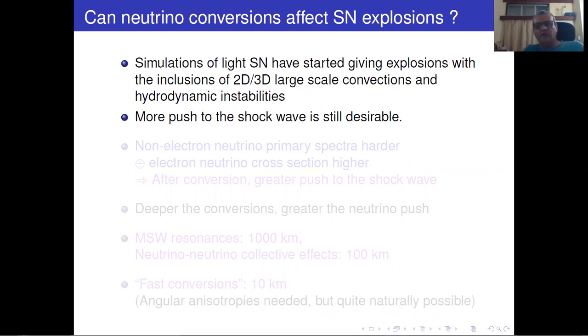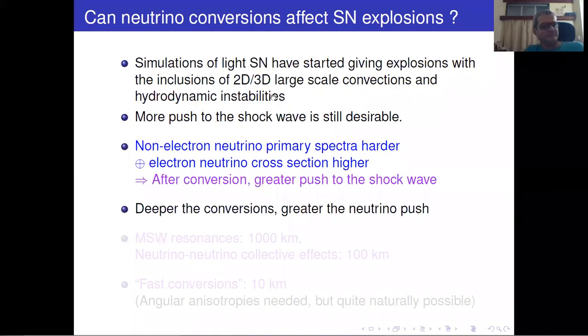Now, neutrinos will offer you one way to possibly help that, which is the following. Non-electron neutrinos, which are nu mu and nu tau, have harder spectra. They have higher energies. On the other hand, electron neutrinos have higher cross sections. We saw it earlier in two different contexts. So if you produce electron neutrinos and convert them to nu mu and nu tau, the nu mu and nu tau spectra will convert to electron neutrinos and you will give a greater push to the shock. So this helps you in both ways. You use the hardness of the primary spectra of nu mu and nu tau, and use the cross sections of nu e. This, therefore, in principle, will give a larger push to the shock. However, this has to be sufficiently large.